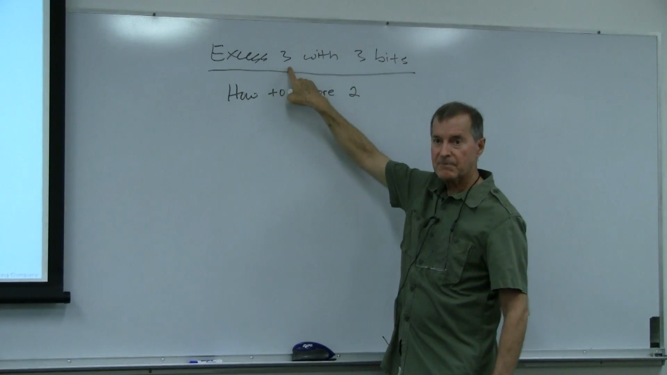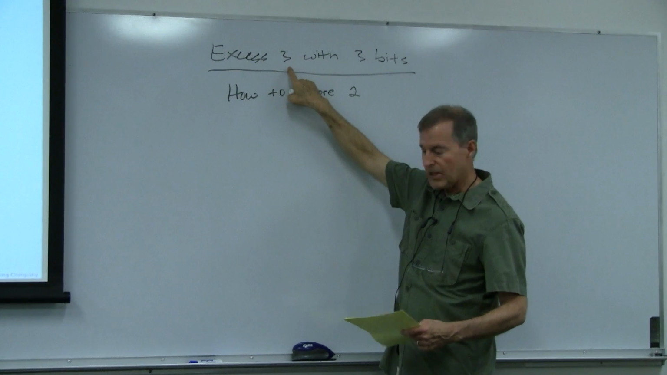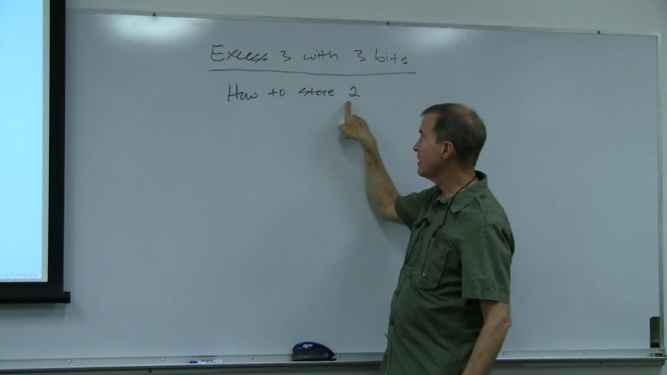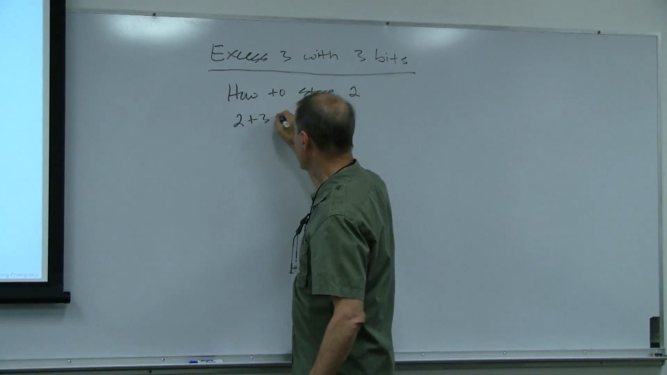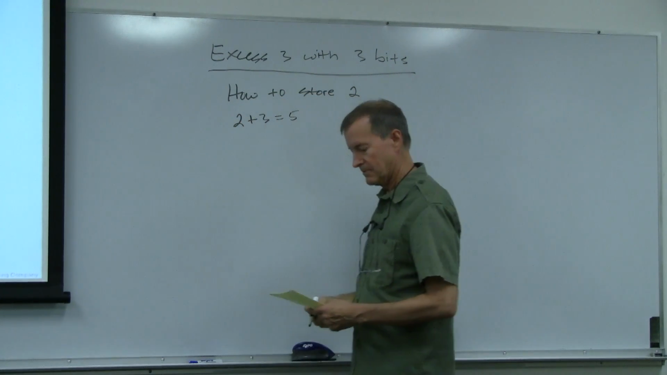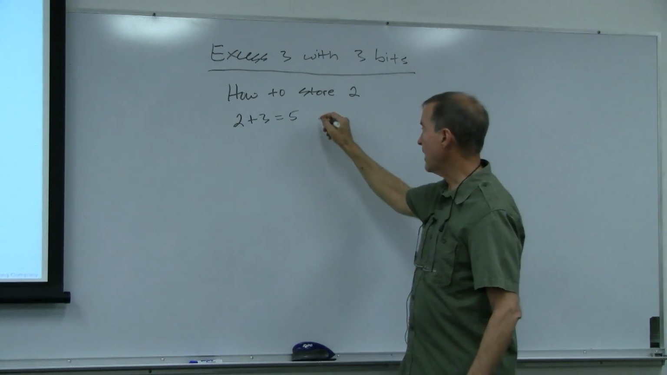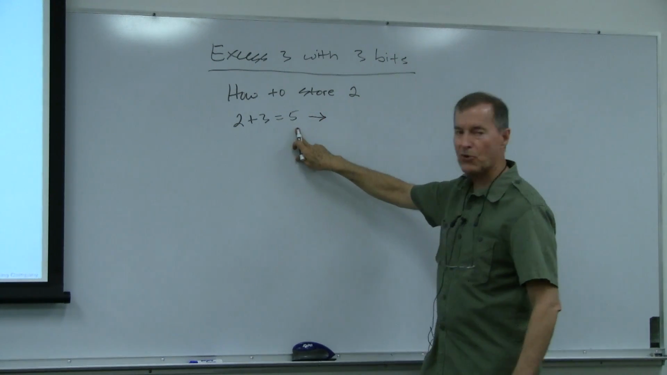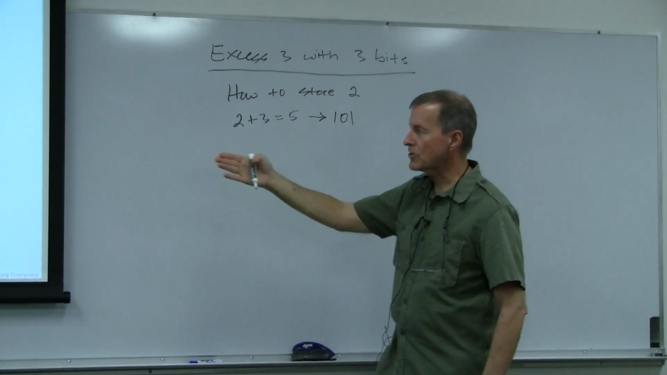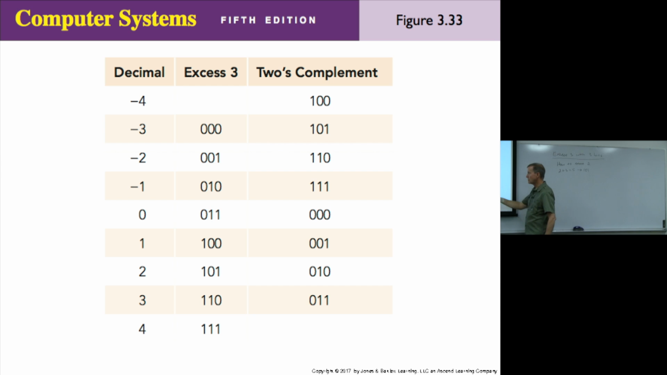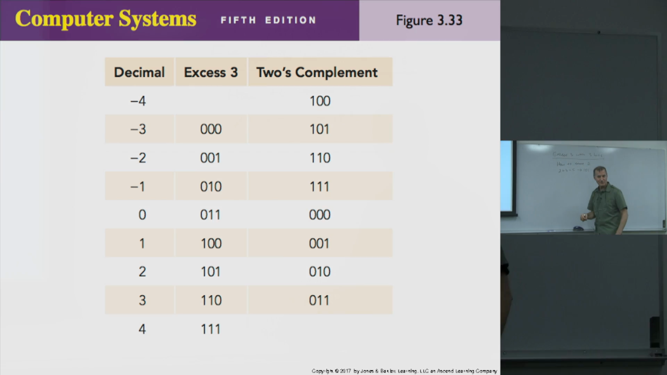Are you with me? So what you do is you take 2 plus 3, and that's what? 2 plus 3 equals 5. Right? And how would 5 be stored unsigned? 1, 0, 1. Well, look at the chart. Where is 2? It's right here. And how is it stored in excess 3? 1, 0, 1. Does everybody see how that algorithm works?